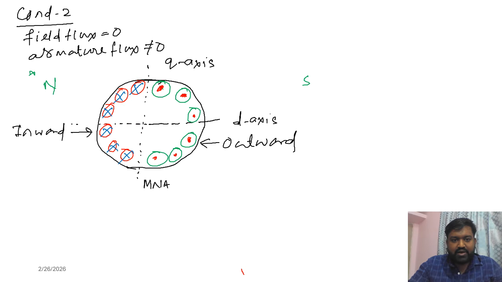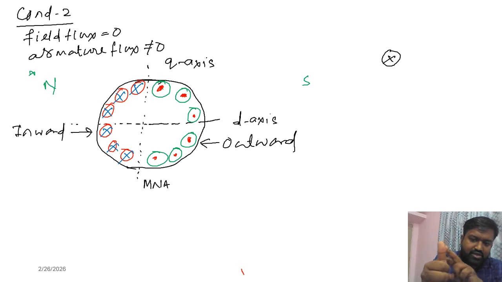Suppose we put this conductor, this cross conductor. That means the current is inward. Now you put your thumb like this. This is the thumb, the right hand thumb rule. You keep the thumb in the current direction, and the curled fingers indicate the magnetic lines or magnetic flux directions.